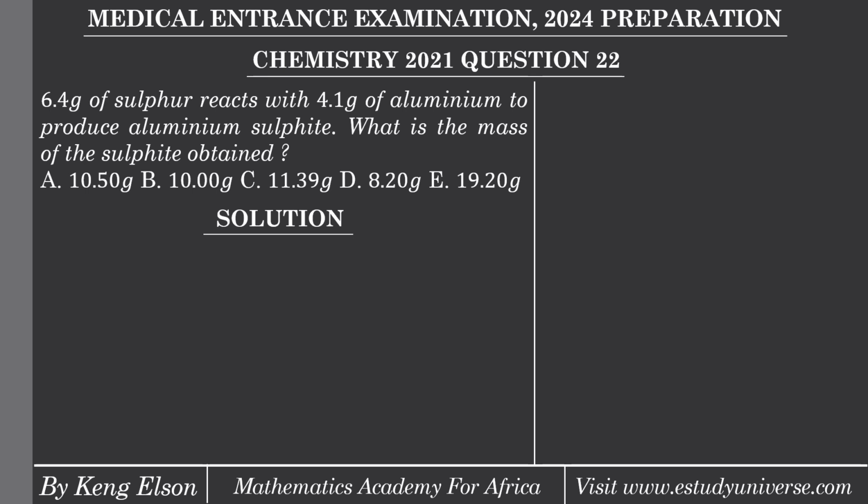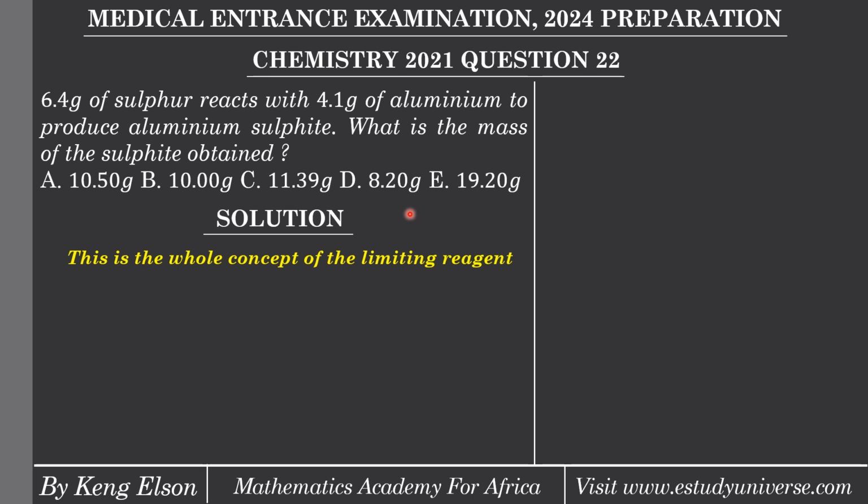the solution. So the question reads: 6.4 grams of sulfur reacts with 4.1 grams of aluminium to produce aluminium sulfide. What is the mass of the sulfide obtained? We have 5 options. So when we look at such questions, we think about what we call the limiting reagent.